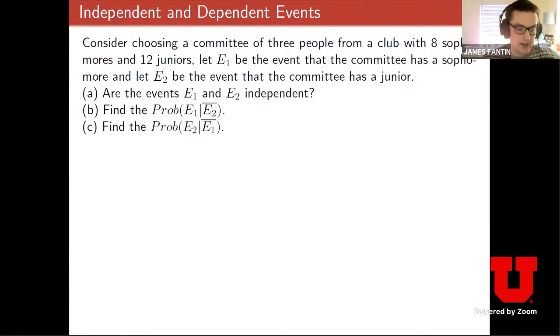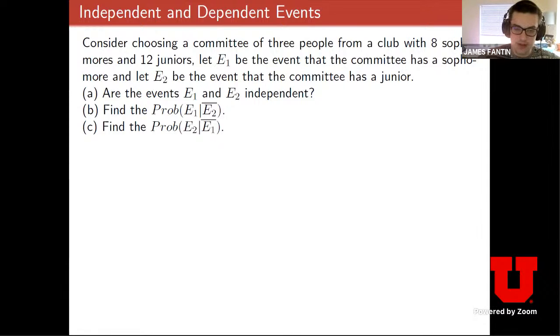So here we're considering choosing a committee of 3 people for a club that has 8 sophomores and 12 juniors. And so we're going to call event E1 the event that the committee has a sophomore on it, and E2 is the event that the committee has a junior on it. And so we're asked 3 questions on this. So are the events E1 and E2 independent? Is the event that a committee has a sophomore completely independent from the event that the committee has a junior?